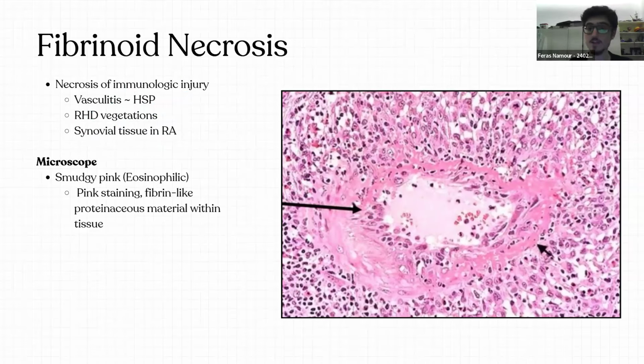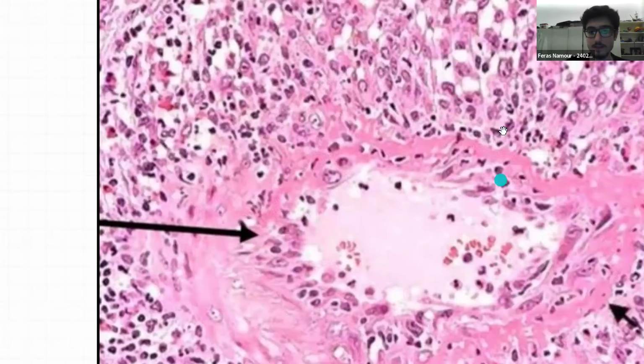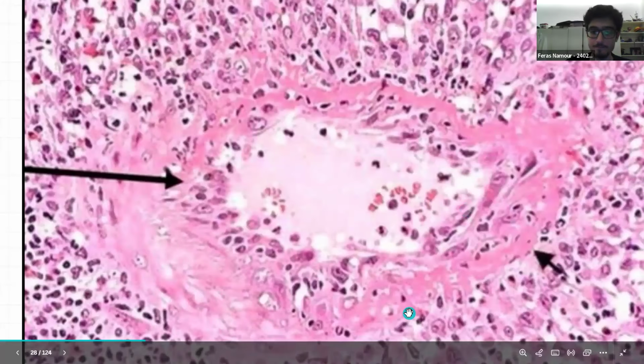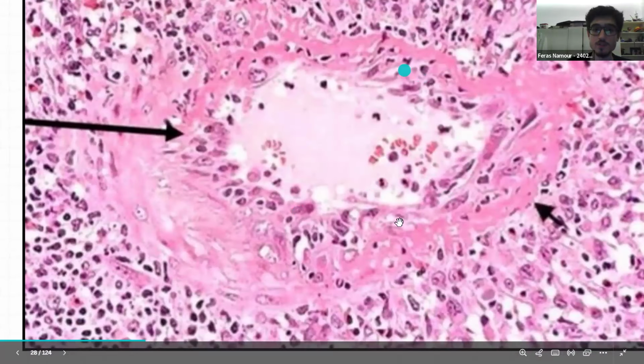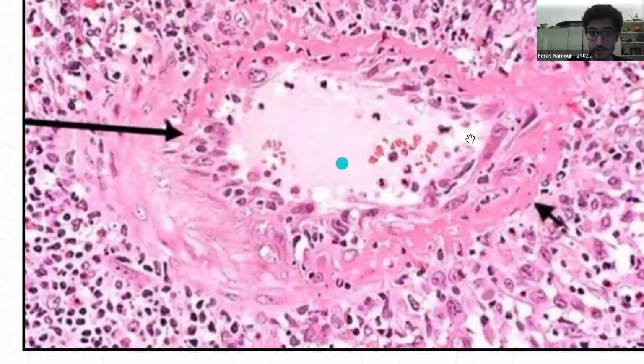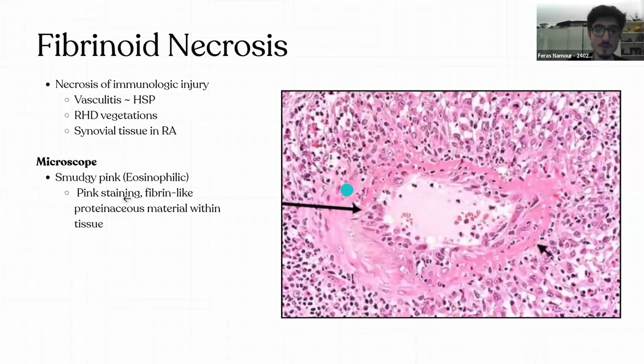And these circulate all around. The slide that they gave you is so easy because it's a vasculitis slide. Basically, this is a blood vessel. You can know it's a blood vessel because you can actually see RBCs going around. And around this blood vessel, you have fibrinoid deposition, and inflammation and necrosis all around. So it has a smudgy pink, eosinophilic appearance, and it's pink because of the proteinaceous material within the tissue.